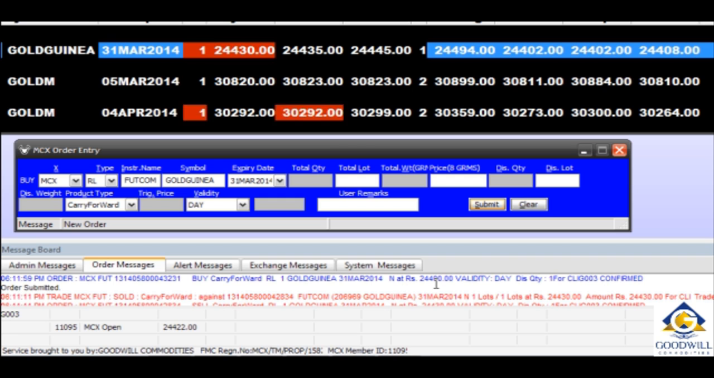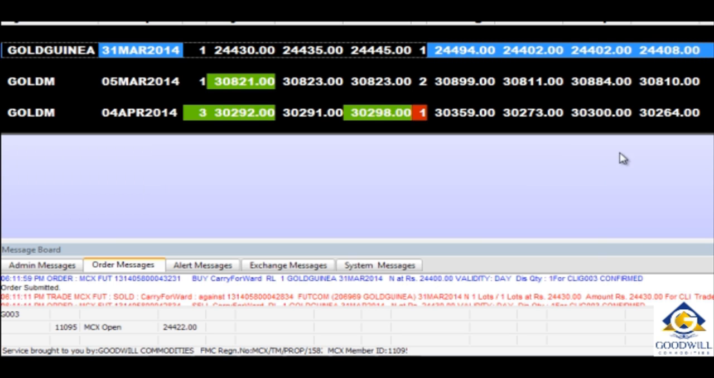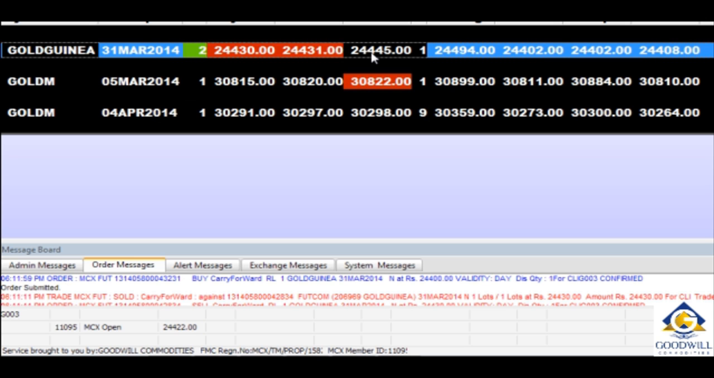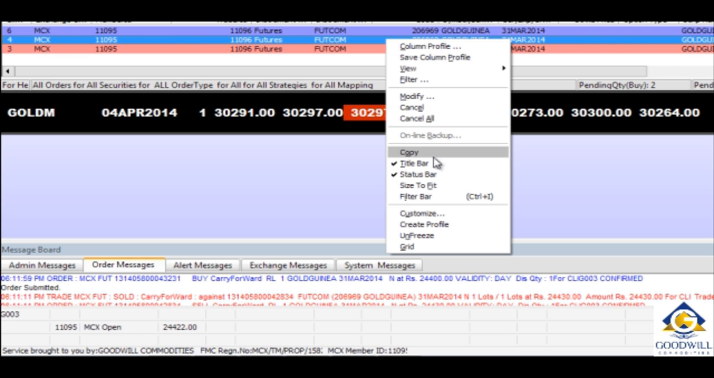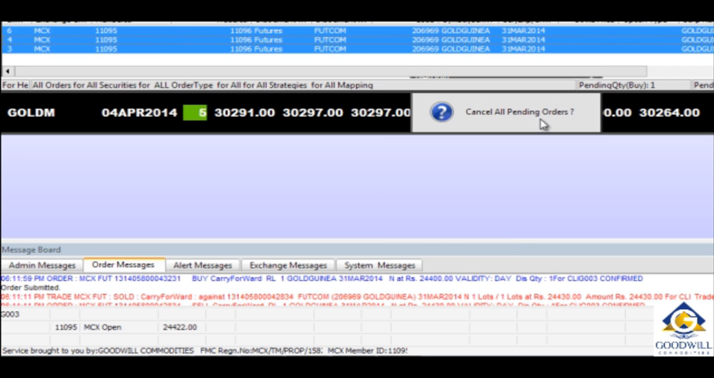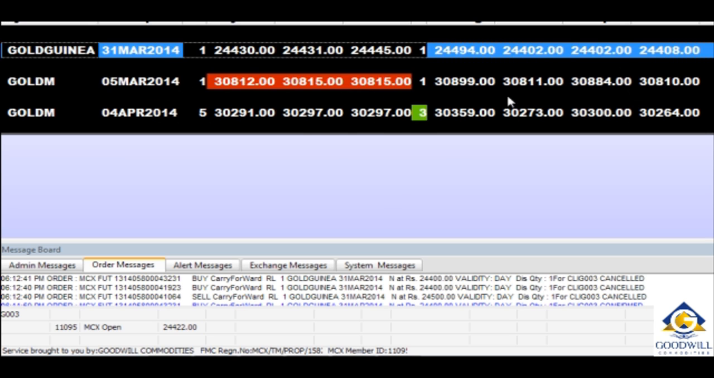So you can notice that what I did, just I mentioned the price as 24,400, which means that I had placed a buy limit order. I want my price target to be exactly at 24,400, not a penny higher or below. So this is called limit order. Now let us see the advantages and disadvantages of limit order. What I am going to do, I am going to cancel all my pending orders. So in order to cancel it, you can press F3 and you can cancel all my orders.